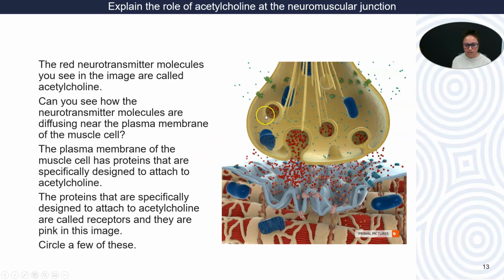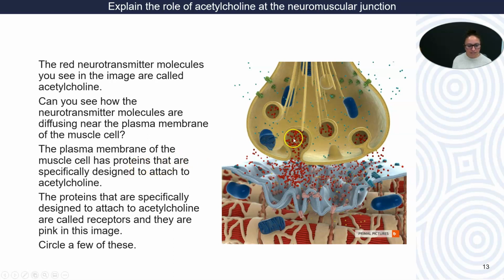Right, so let's have a look. You can see that the neurotransmitters in a motor neuron, in this picture, are red. These are called acetylcholine. Acetylcholine is the name of the neurotransmitter that is always in the neuromuscular junction. Motor neurons always use that particular neurotransmitter. They don't use anything else. So for skeletal muscle contraction, these red dots are always acetylcholine.